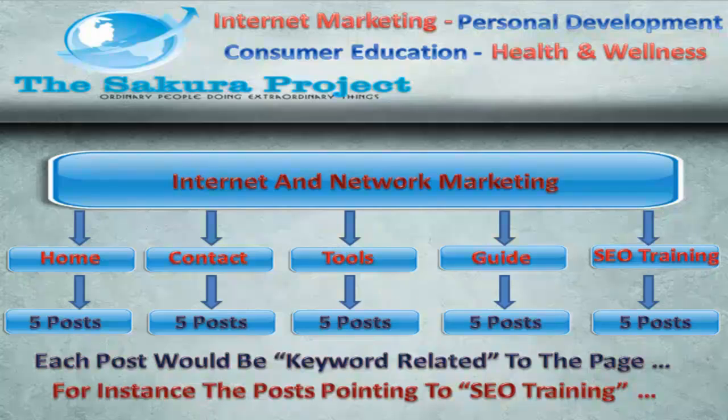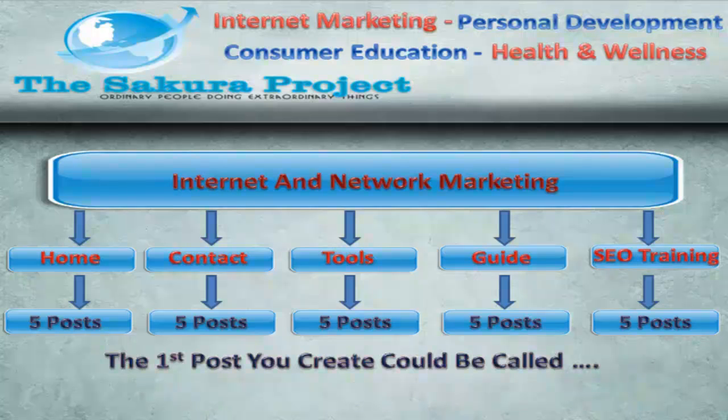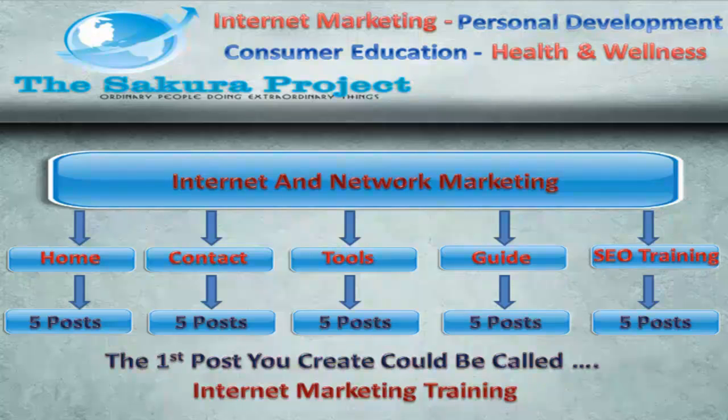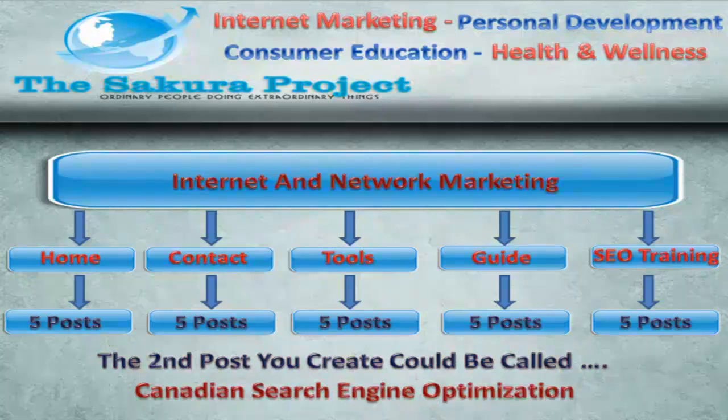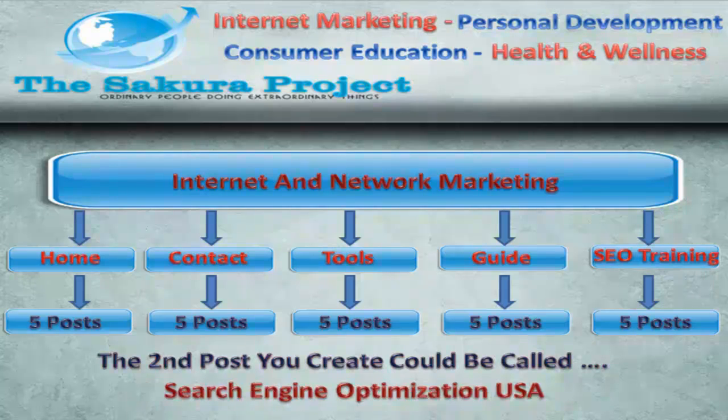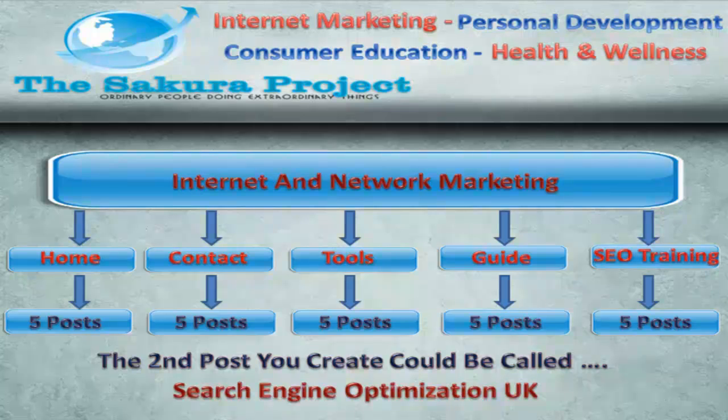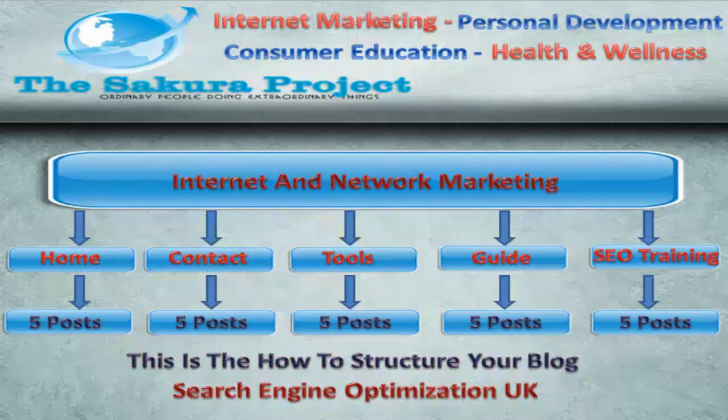Let's take for instance the posts pointing to search engine optimization training. The first post you create could be called, let's say, Internet Marketing Training. According to the Google AdWords keyword tool, Internet Marketing Training is closely related to SEO training. The second post you create could be called Canadian Search Engine Optimization, or Search Engine Optimization USA, or Search Engine Optimization UK. Again, the Google AdWords keyword tool says these keywords are all directly related to search engine optimization training. This is how to structure your blog.